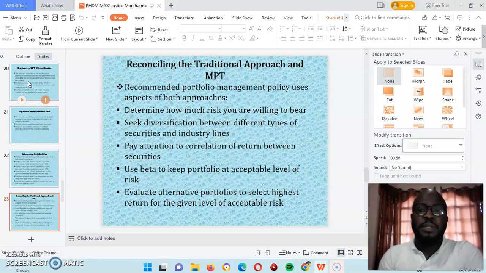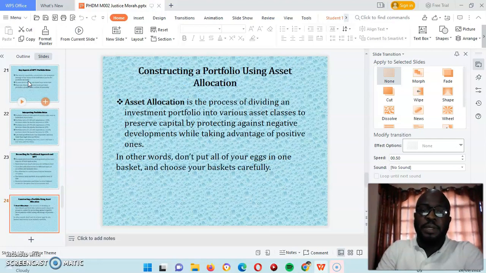Recommended portfolio management policies use aspects of both approaches. Determine how much risk you are willing to bear. Seek diversification between different types of securities and industry lines. Pay attention to correlation of return between securities. Use beta to keep the portfolio at an acceptable level of risk, and evaluate alternative portfolios to select the highest return for a given level of acceptable risk. Then constructing a portfolio using assets.